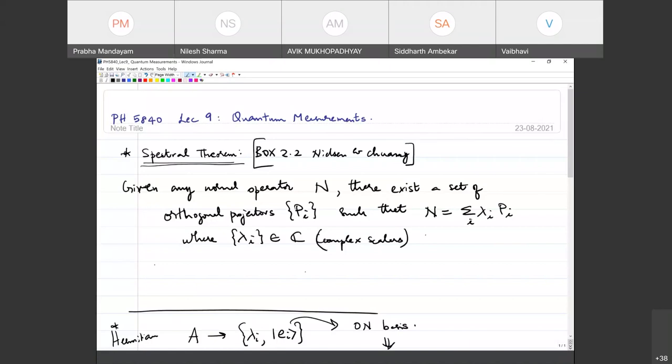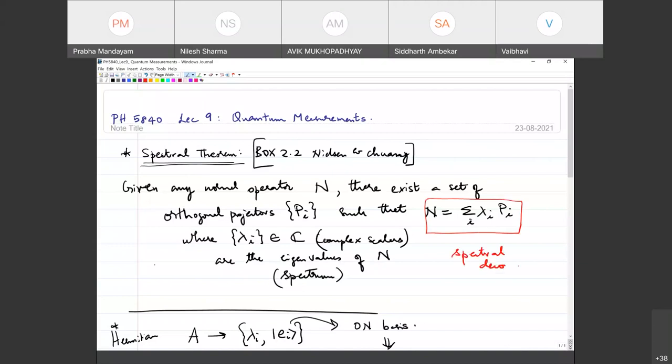This set of lambda_i are indeed the eigenvalues of N. They are also called the spectrum of N, and hence the name spectral theorem. This kind of expansion is what is called a spectral decomposition. Another way of stating this as an if and only if statement would be to say that given any operator N, there exists a set of orthogonal projectors such that N is the sum over i of lambda_i E_i if and only if N is a normal operator. So let me state it the if and only if way.